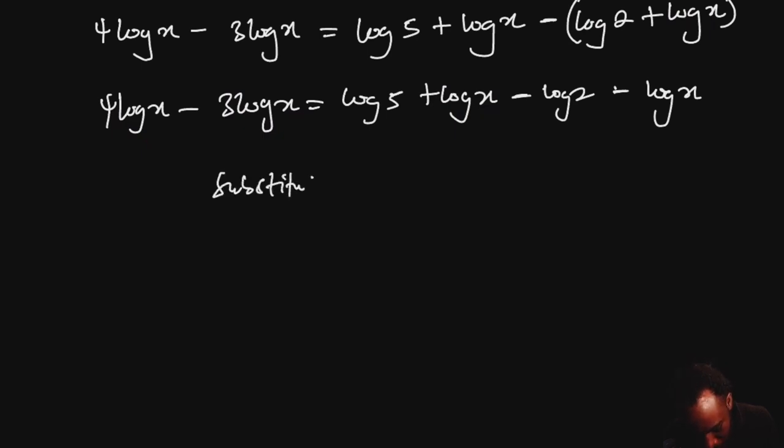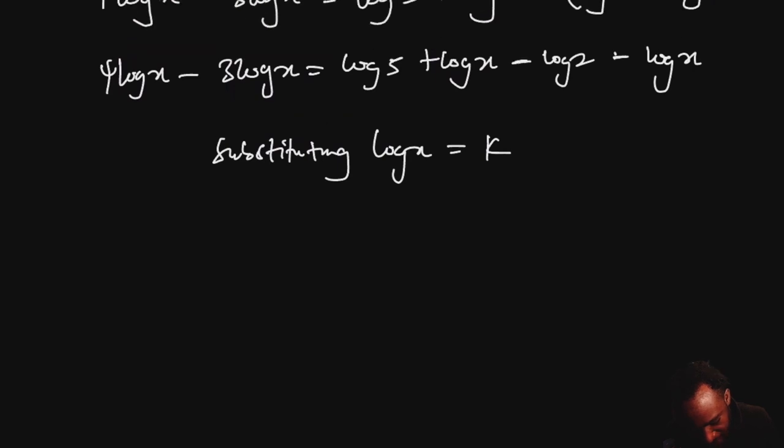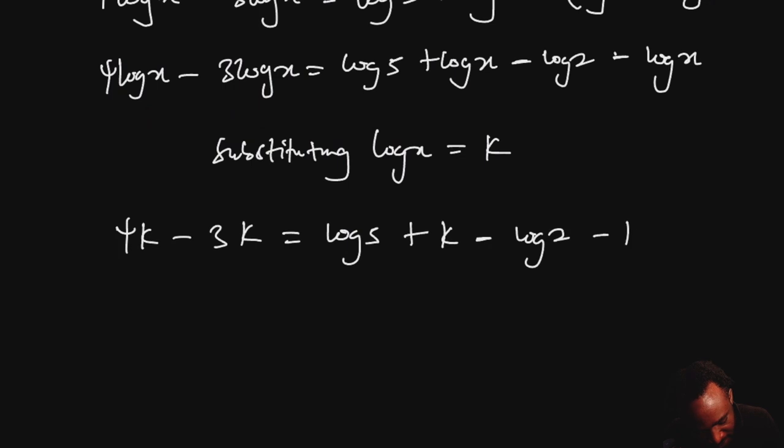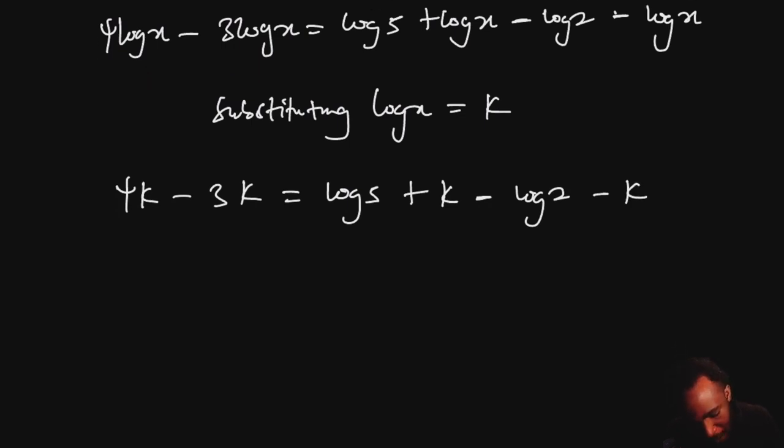So, substituting log x is equal to k. Wherever we see log x, we put k. So 4k minus 3k is equal to log 5 plus k minus log 2 minus k. Let us simplify now. So we have plus k minus k, so this cancels out.